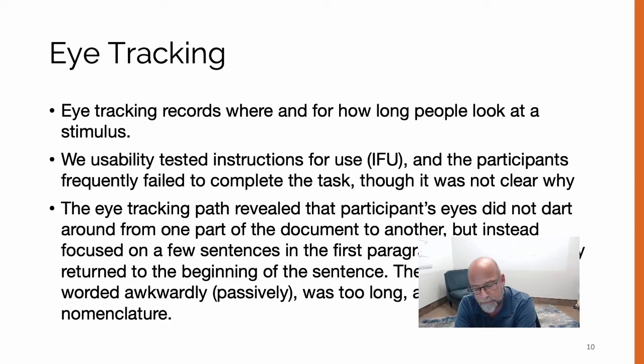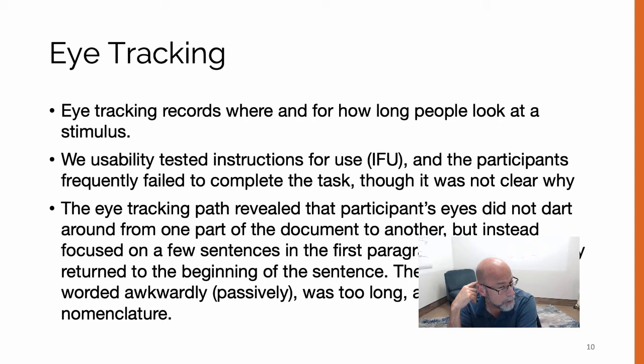Was it that they couldn't find what they were looking for, or was it that they found what they were looking for but were having a hard time comprehending the way it was written? So one of the things we were able to do was to conduct eye tracking as people looked at these instructions for use. And sure enough, one of the things we found was that people looked at a particular sentence, and then they went back and looked again at that sentence, and then they went back again and read the sentence again. And there'll be 3 or 4 times.